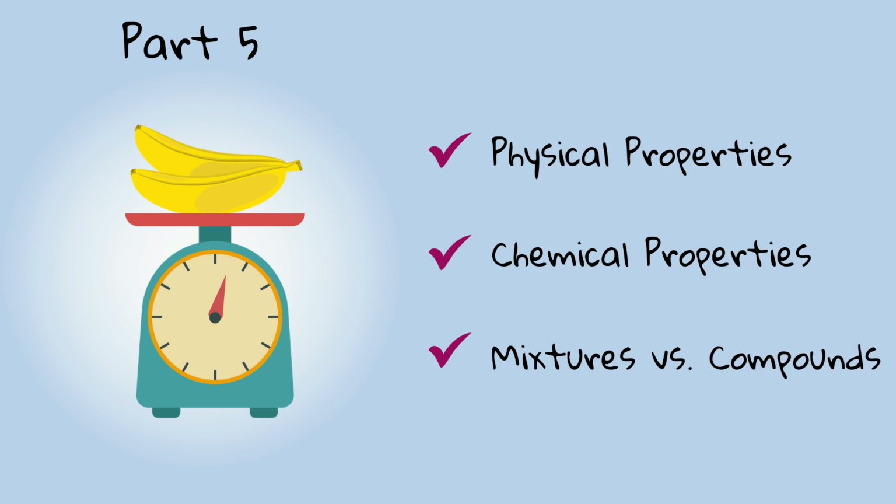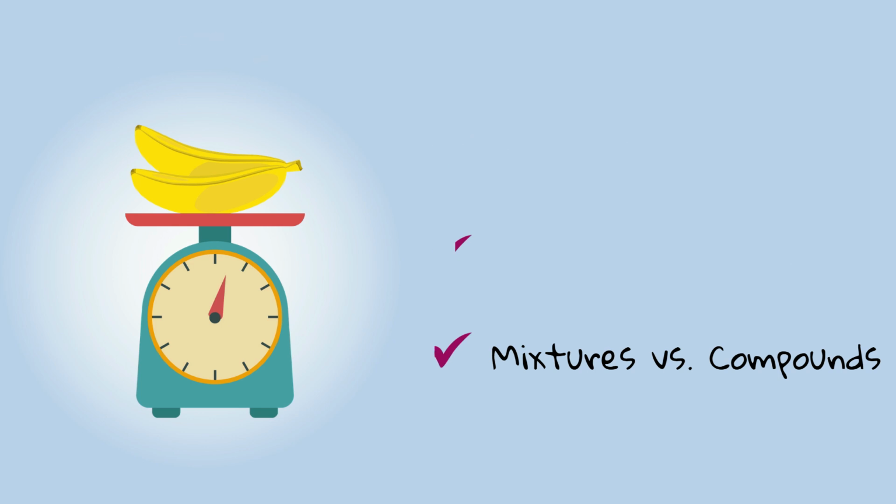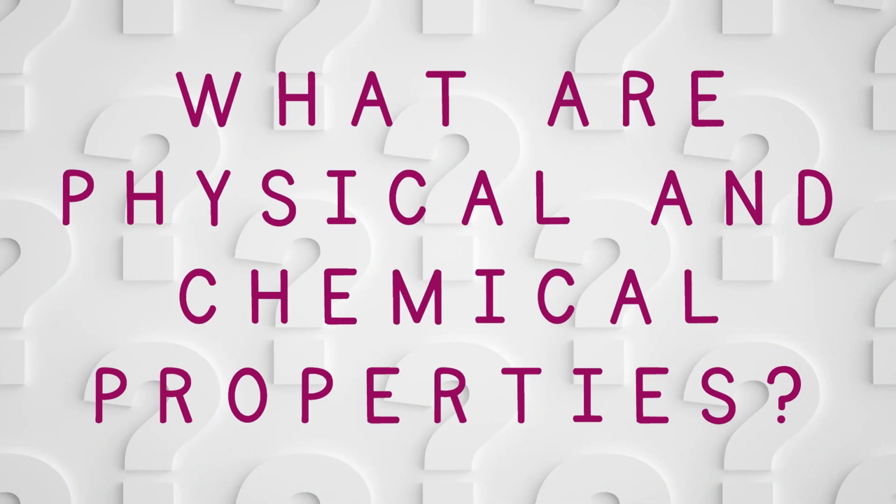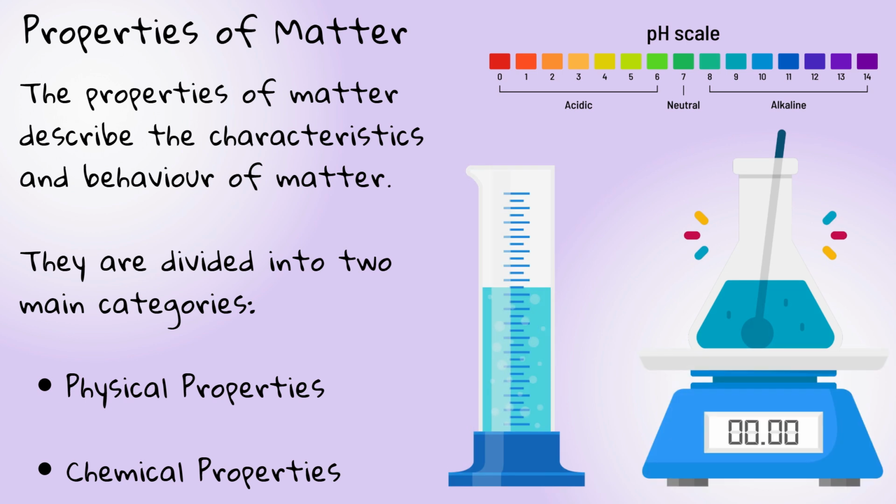Part 5. Physical properties, chemical properties, mixtures versus compounds. What are physical and chemical properties? The properties of matter describe the characteristics and behavior of matter. They are divided into two main categories: physical properties and chemical properties.